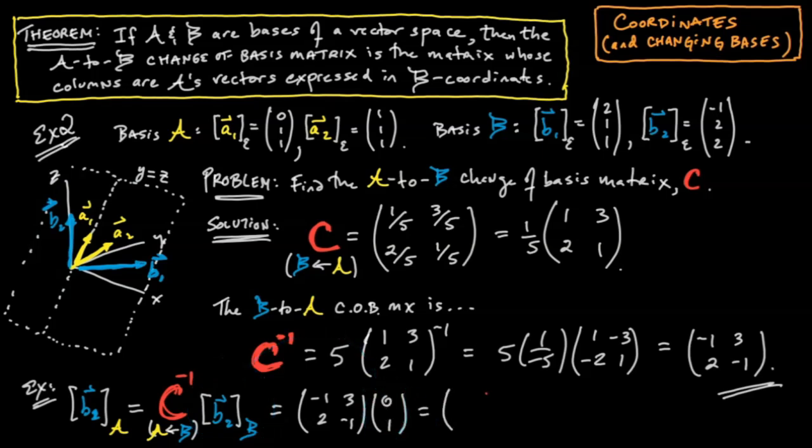And when we work out that matrix vector multiplication, we get no copies of the first column, 1 copy of the second column. So therefore we get 3, minus 1 for our A coordinates of B2. And that matches up with our intuitive picture of the geometry. To get to B2, we said we were going to take some positive number of A1 steps and then some negative amount of A2 steps. So that's what we had, 3 and then minus 1.